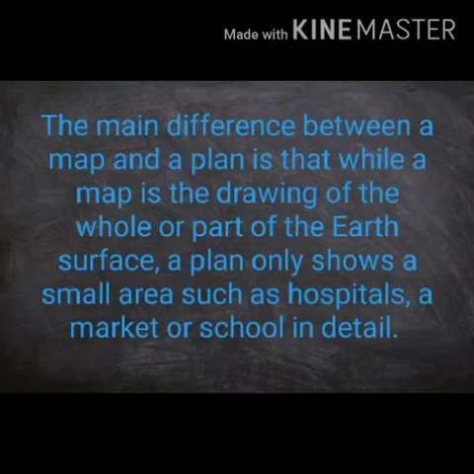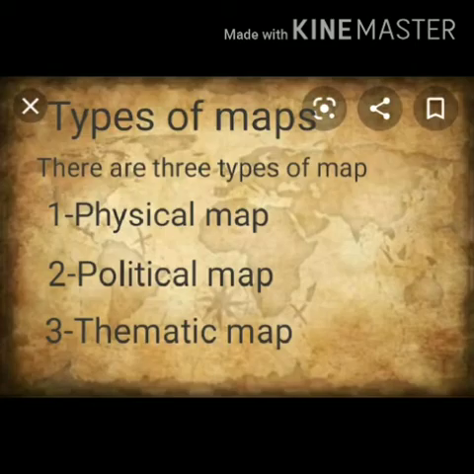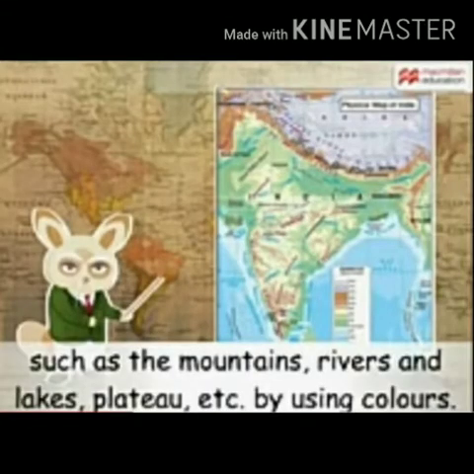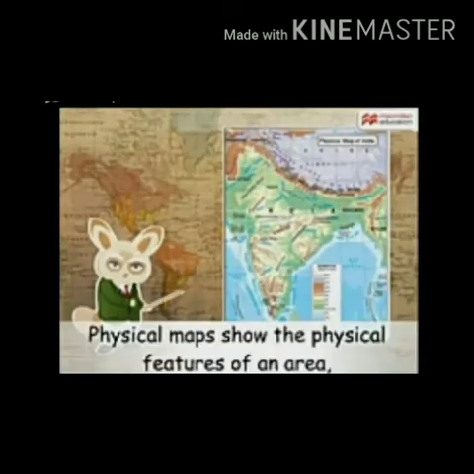Now next, what are the different types of maps? There are three types of maps: physical map, political map and thematic map. First, physical map. It shows the physical features of an area such as mountains, rivers, lakes, plateaus, etc. by using color.